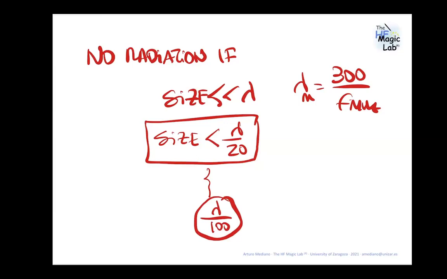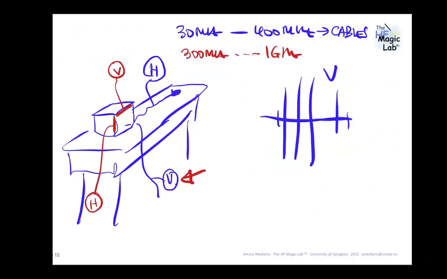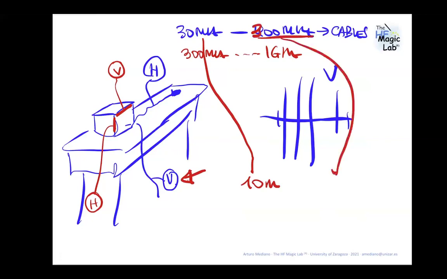But the idea is to compare the lambda with the frequency where you fail. Here, when I was saying that you fail between 30 megahertz, which is 10 meters, and 300 megahertz, which is 1 meter, what parts of your product are usually good antennas in that range? Systems that are not very small compared with 1 meter and 10 meters. That means cables, for example.